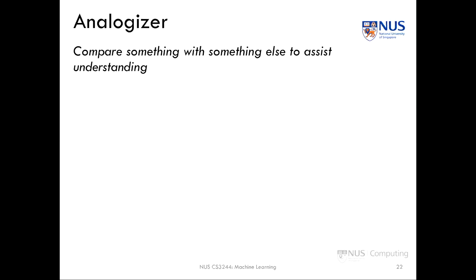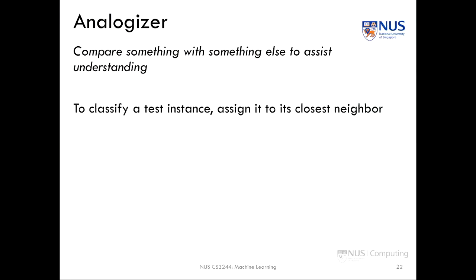So for example, if I have a test instance, I'd like to compare it with the training data and find something in the training data that's similar to my test data. Whatever that training data is, I'm going to transfer in some way the label for that training data over to our test data. So to classify a test instance, we assign it to its closest neighbor. That's what we mean by a nearest neighbor algorithm.